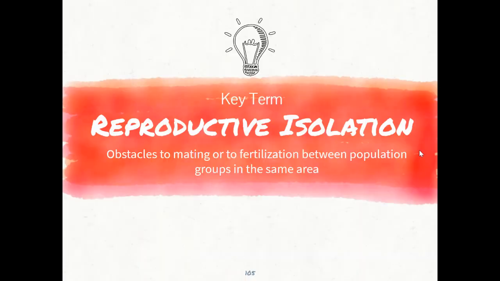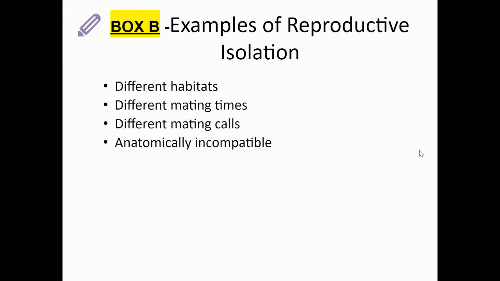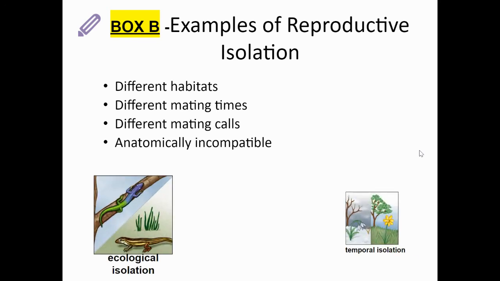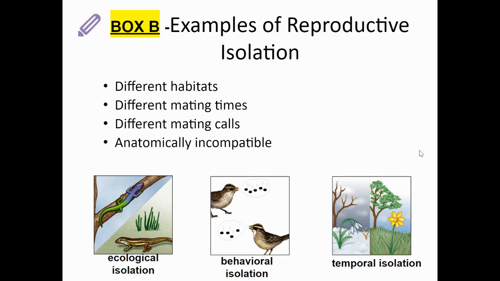Reproductive isolation is when there are obstacles to mating or to fertilization between population groups in the same area. So there are 4 examples of reproductive isolation. They live in different habitats, right? So maybe one lives in a tree and one lives on the ground. Different mating times. One mates in the spring, maybe one mates in the summer. Different mating calls. And maybe they're just anatomically incapable.